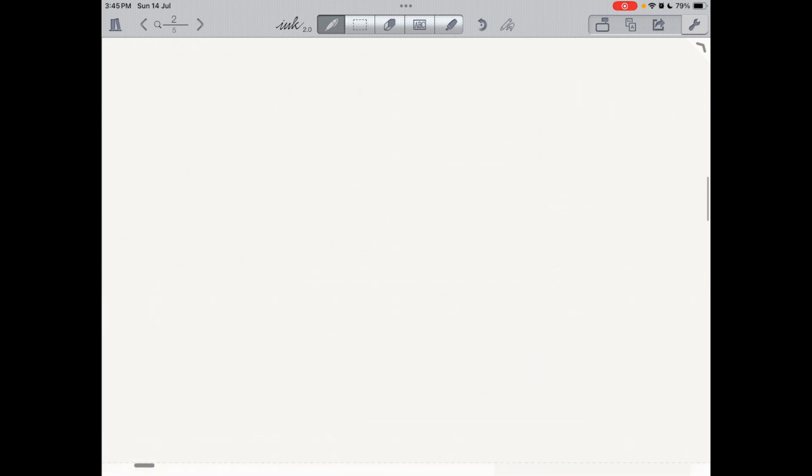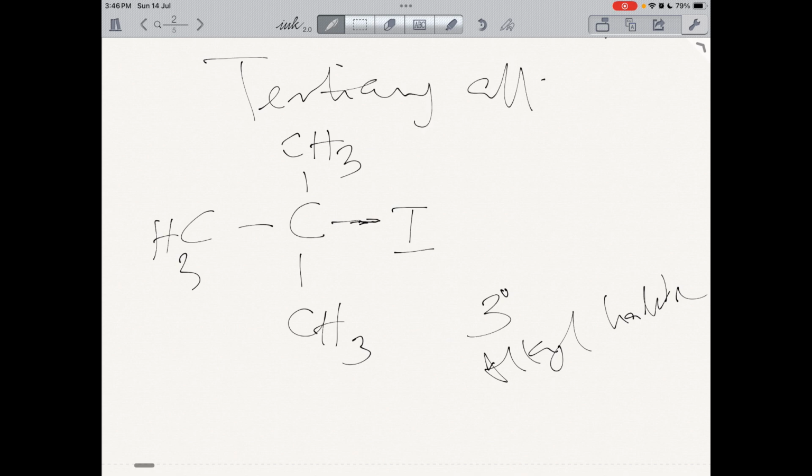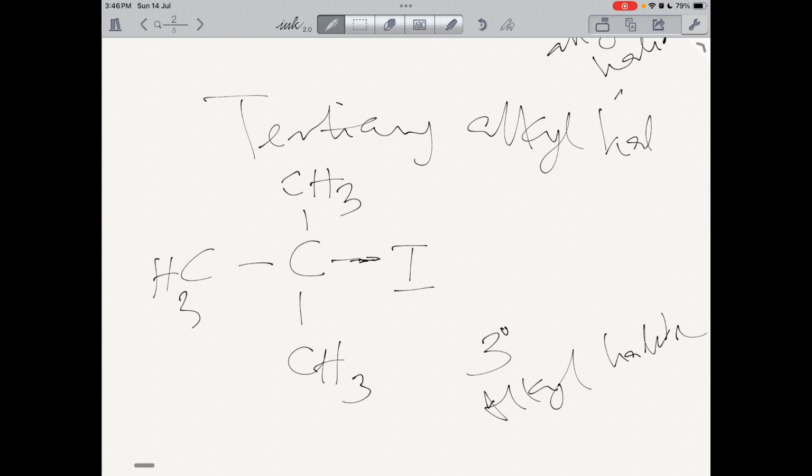And thirdly, if you have a situation in which the carbon atom that carries the halogen, iodine for instance, does not carry any hydrogen at all, that particular alkyl halide is a tertiary alkyl halide.